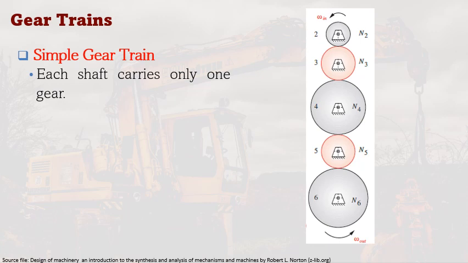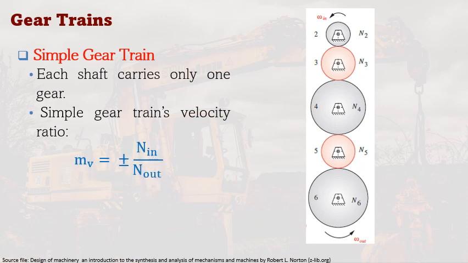As you can see here, each of the shafts carries one gear of different diameters. A simple gear train's velocity ratio can be computed using this formula. If you want to get the gear train's velocity ratio, it is just the ratio of the number of teeth of the input gear to the number of teeth of the output gear.